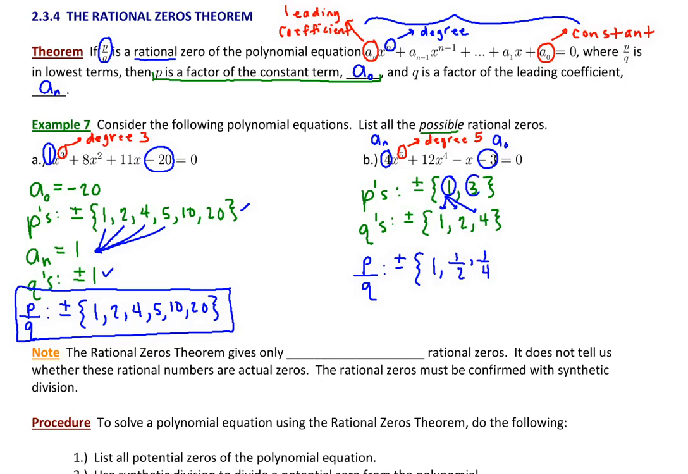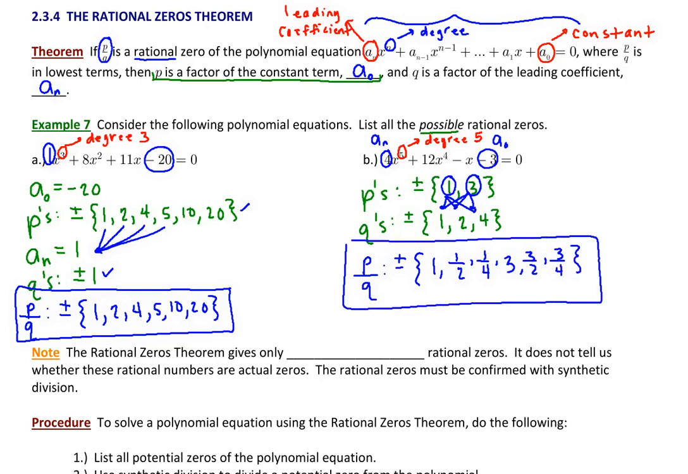Then we're going to take our second P and put it over every possible Q. So that's going to give us 3 over 1, which is just 3, 3 over 2, and 3 over 4. Now, those aren't in numerical order, but in that list, we have every potential rational zero. Now, check out the note below. The rational zeros theorem only gives potential or possible rational zeros. It does not tell us whether these rational numbers are actual zeros. The rational zeros must be confirmed with synthetic division.